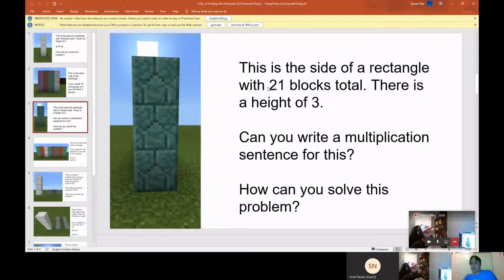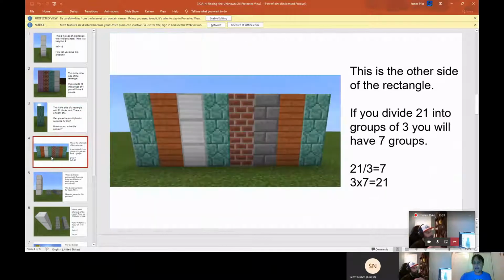Here you have a height of 3. This one's going to be 21 blocks long. What's the other side look like? Boom, right? Then I want you guys to get it into different, I think rectangles work really well for multiplication. This goes well for both multiplication and division.